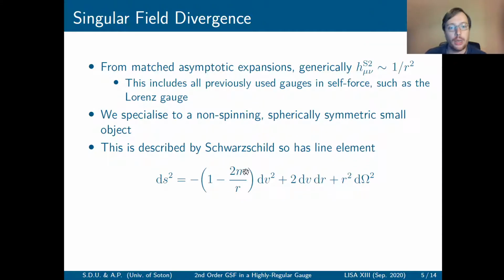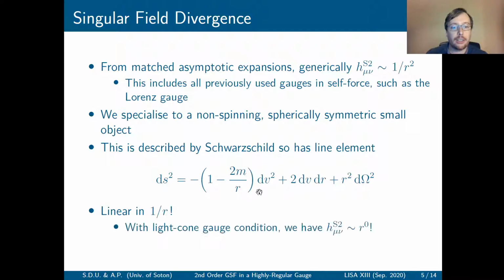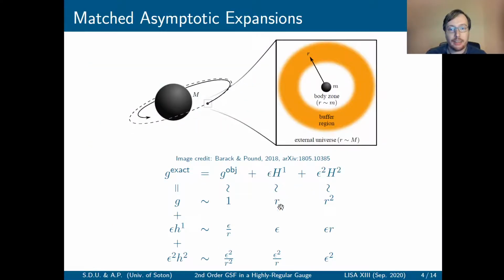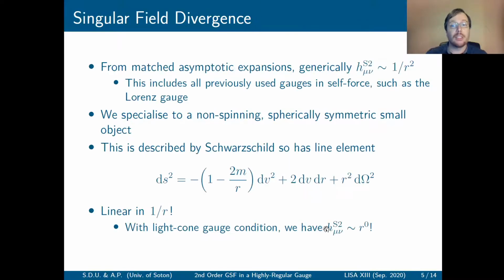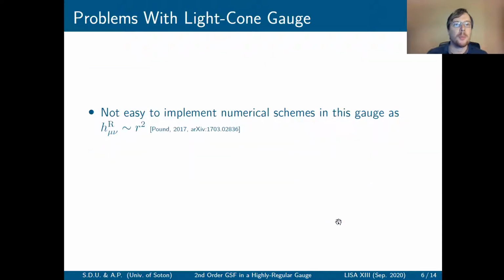So we see straight away that this is linear in 1 over r. We have no terms proportional to 1 over r squared. In fact, with the light cone gauge condition, we eliminate this entire perturbation, so that the second order singular field goes like r to the 0.